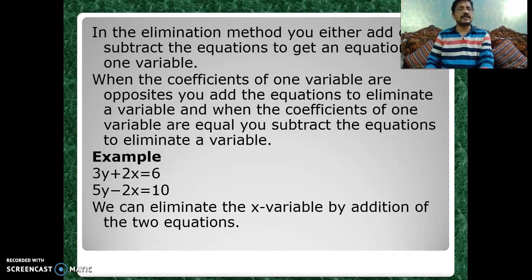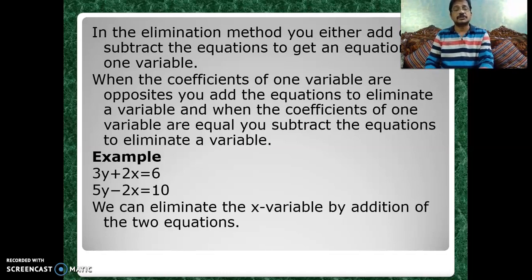In the elimination method, you either add or subtract the equations to get an equation in one variable. When the coefficients of one variable are opposite, you add the equations to eliminate a variable, and when the coefficients of one variable are equal, you subtract the equations to eliminate a variable. Okay, just see this one by using one example. 3y plus 2x equal to 6. 5y minus 2x equal to 10. You want to solve these two equations by using the elimination method. Correct? Here we are using two basic operations, either addition or subtraction.